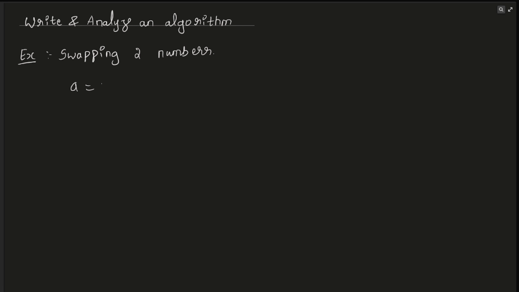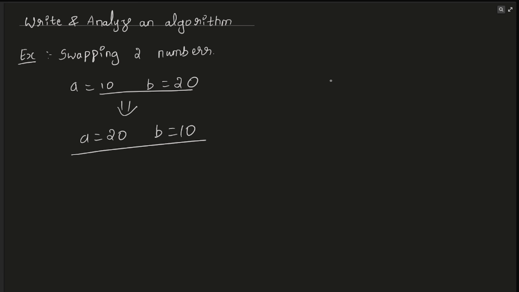We are given A as 10, B as 20. Our output should be: A should have 20, B should have 10. Now, how can we swap these two variables to get output as below?